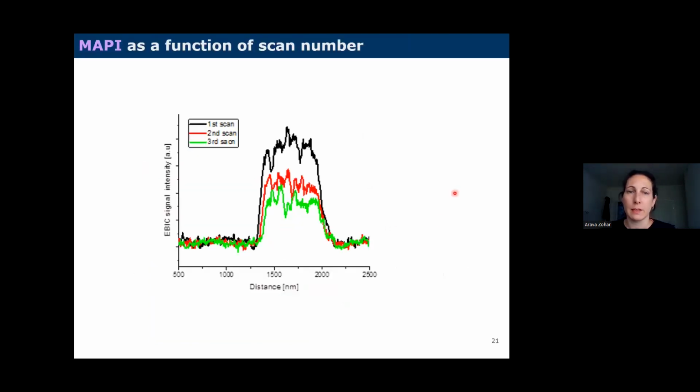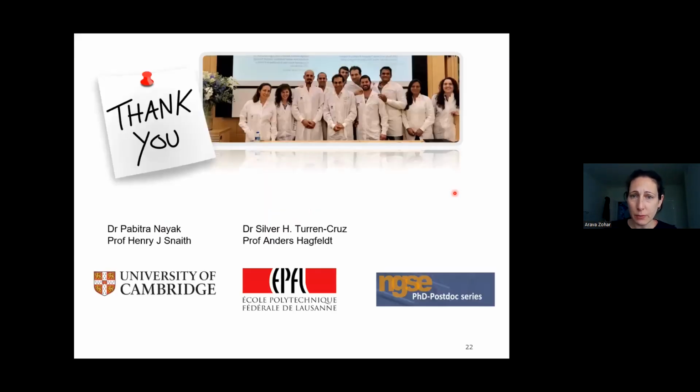Another thing that usually people don't show, but beam damage does exist, and after scanning a few times, you see that the profile doesn't change. If I start from a PIN, I'm not getting a PN junction. It still stays PIN, but the reduction of the current that I collect after beam damaging the surface affects the measurement itself.